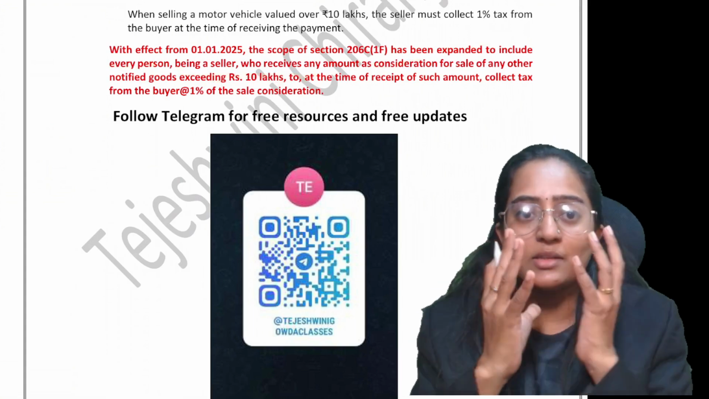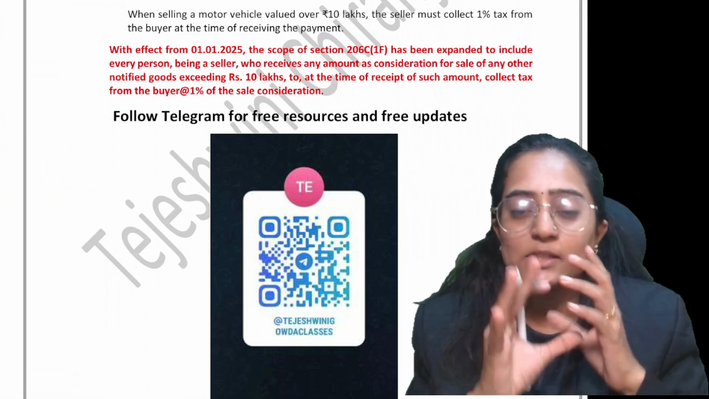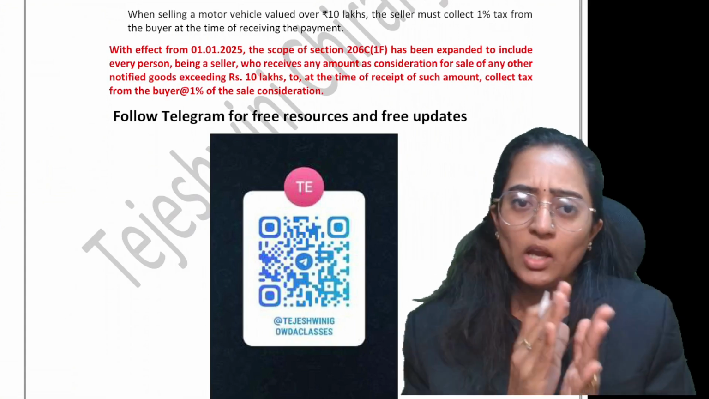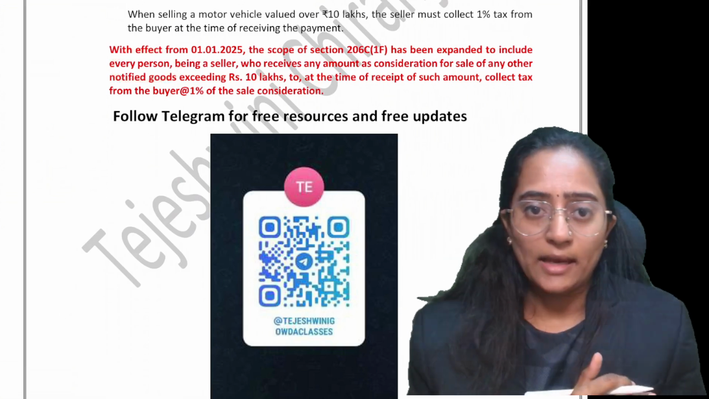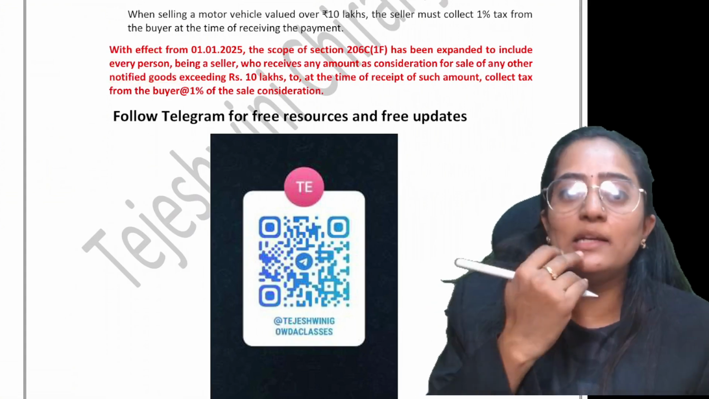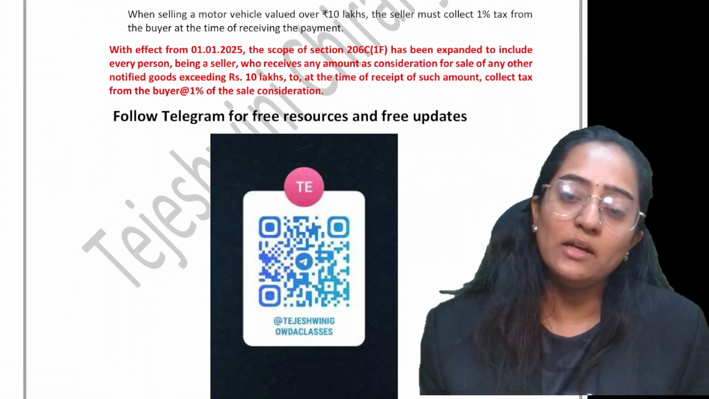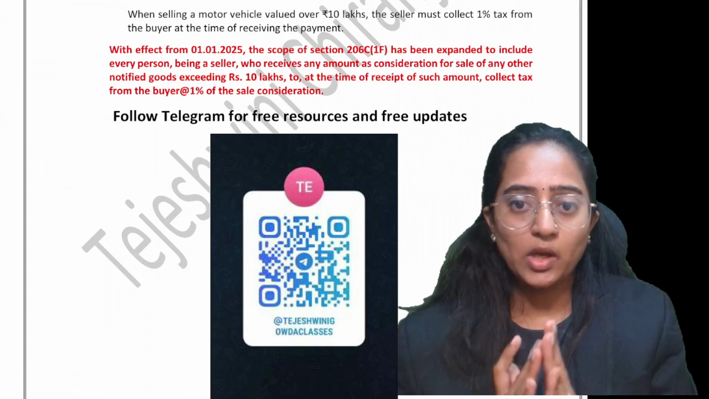Now, earlier the goods considered were only motor vehicles. Another point has been inserted in your section stating other notified goods. Goods will be notified in time by the department. Whichever goods are notified, if the value exceeds 10 lakh rupees, then TCS of 1% needs to be collected from that buyer. Clear? I hope you have understood.